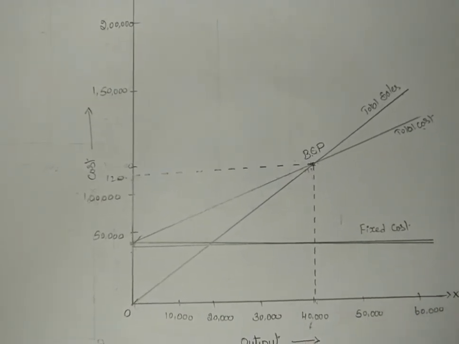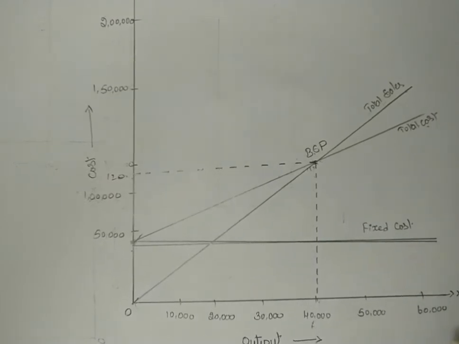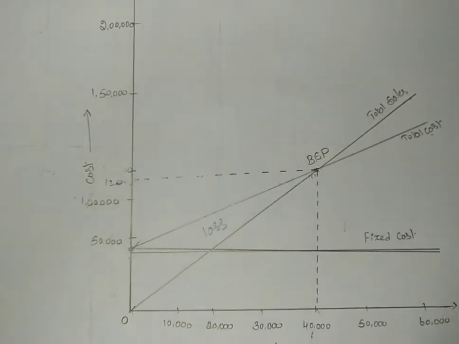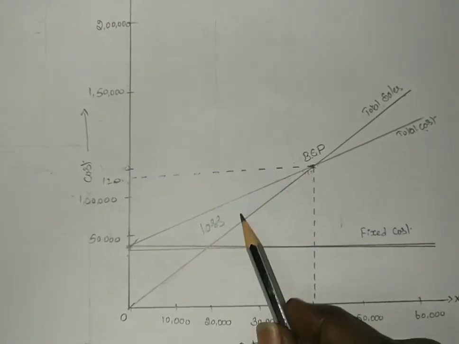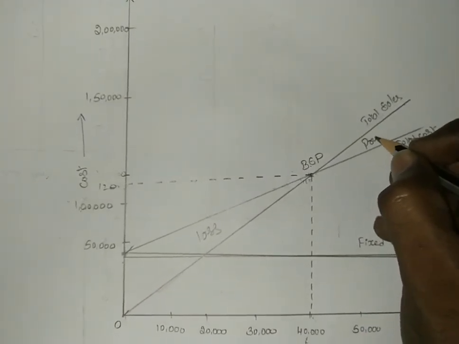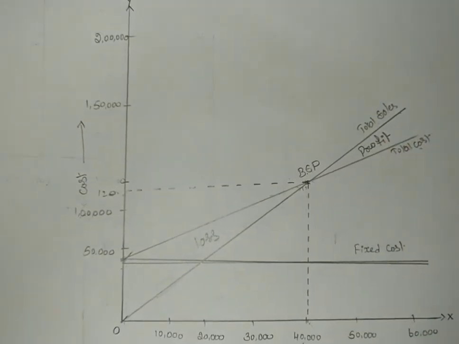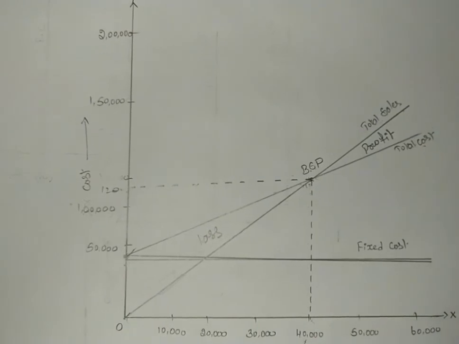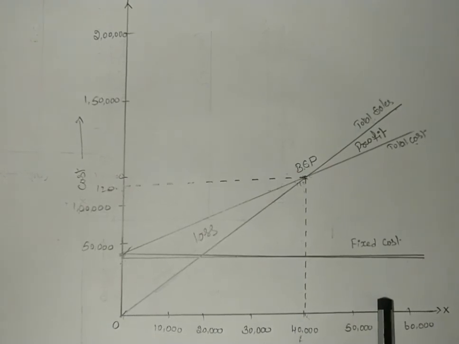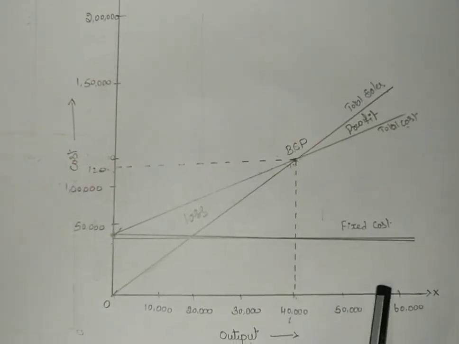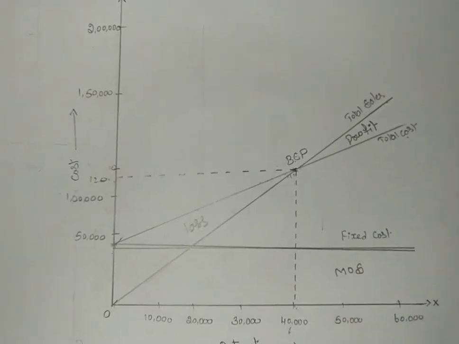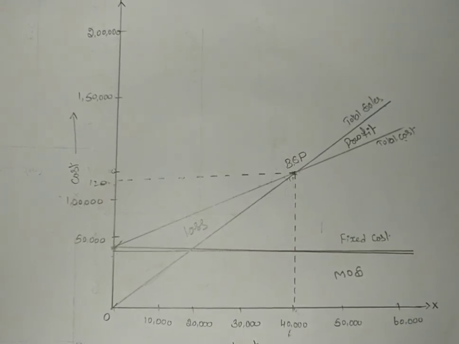The production below the break-even point, this area, is called the loss situation, and the production above the break-even point is called the profit area. Those are the areas. And this is called the margin of safety, that is, the output in excess of 40,000. So this is how we prepare the break-even chart.